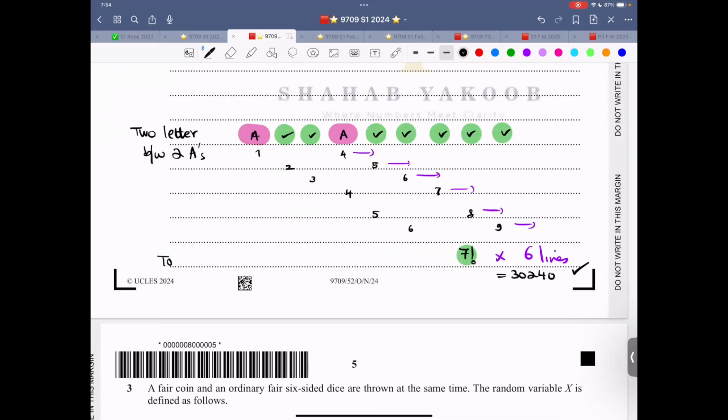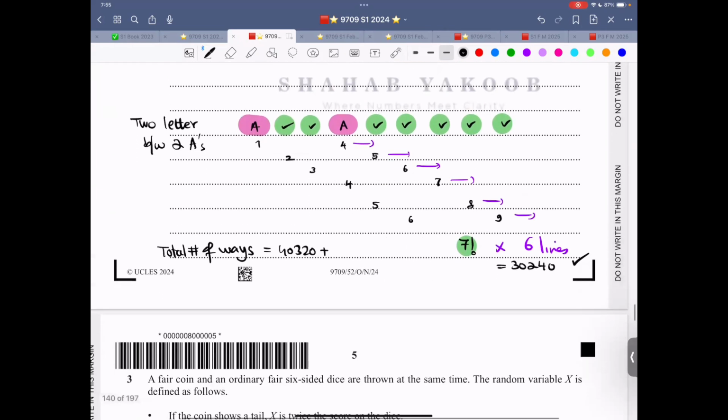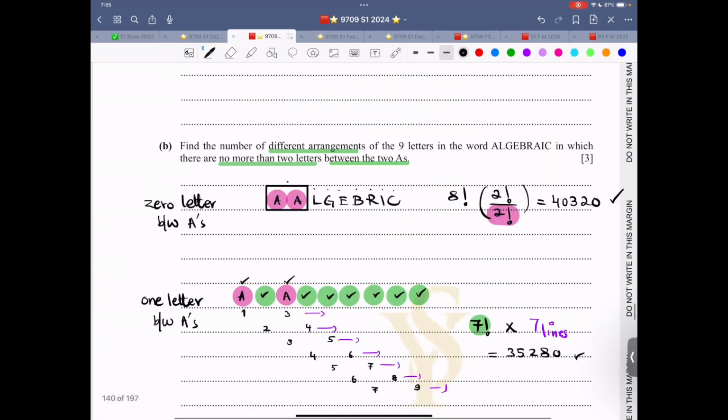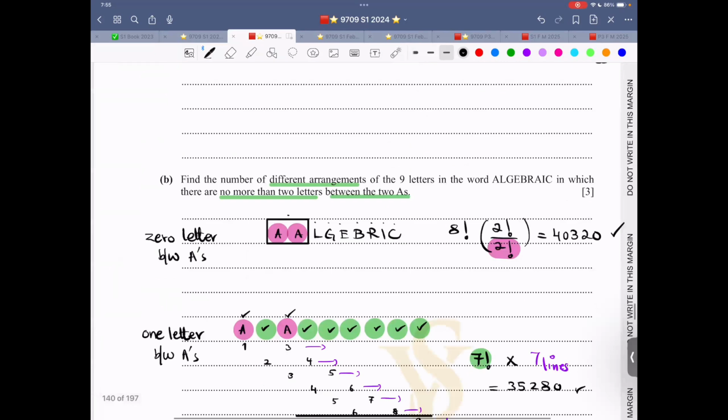So therefore, the total number of ways when I add it up, that is how much? 40320 plus 35280 plus 30240. Therefore, this comes out to be 105840. Again, this is exact, no need of rounding off. So I hope this is all good, all clear.